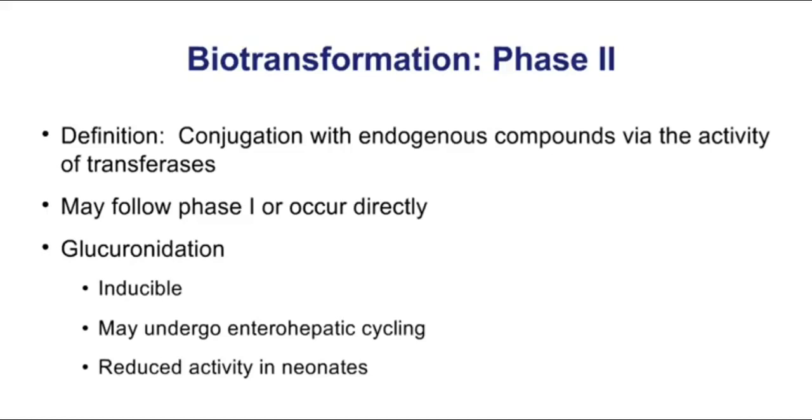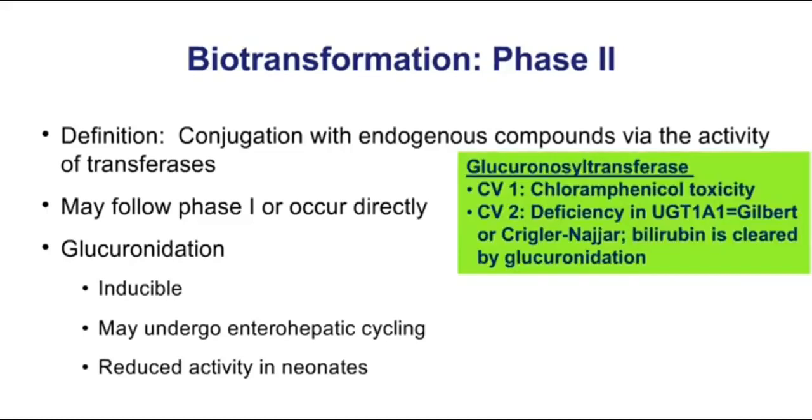But in order to attach a molecule, a glucose-like molecule in this case, to the drug, you need an enzyme. And those enzymes are transferases. So make this connection: all phase 2 reactions involve transferase enzymes. So what's the enzyme that accomplishes glucuronidation? It's the enzyme glucuronyl transferase. You need to transfer that glucuronide conjugate.